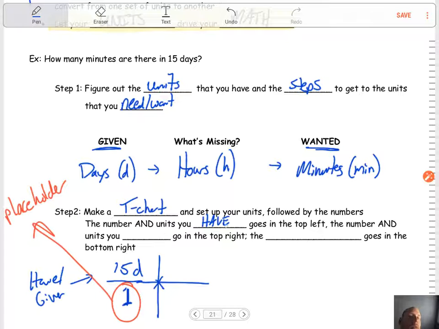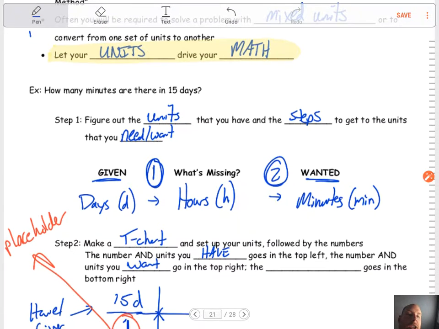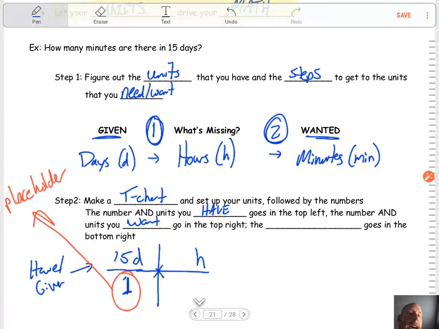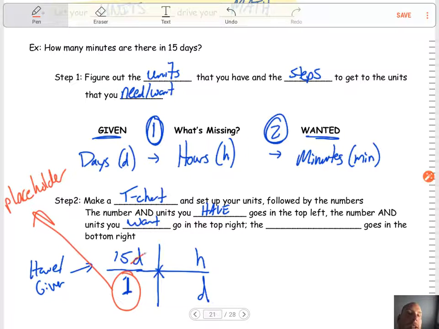So what we have goes first in the top left. The number and the units you want go in the top right. For this, we have one step here, and we have two steps. So our first step is going to be to convert from days to hours. The unit I want to get over here goes on the top, and the unit I'm trying to cancel out will go on the bottom. Because you should remember from math class, if I have something on the top of a fraction and the bottom, they're going to cancel out. So my days will be gone.